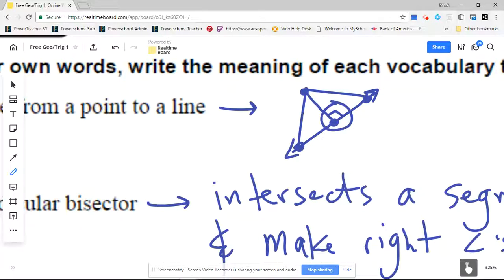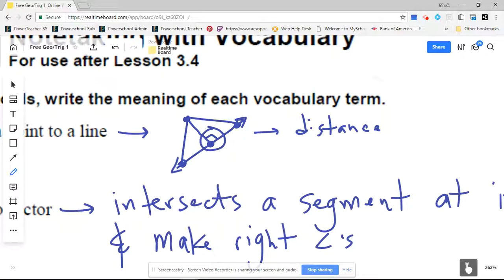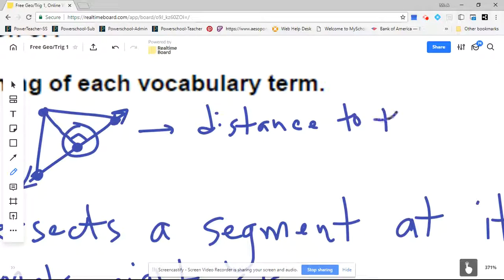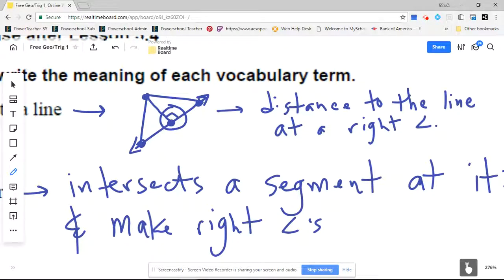Okay, so circle that because when you want to measure a point to a line, you got to measure it from a right angle. So it's the distance to the line at a right angle. That's going to be on your homework. There's 2 questions on it. It's the distance to the line at a right angle. So it has to be a right angle. You can't find the distance to a side, to an end. It's got to be the distance to the line from a right angle.